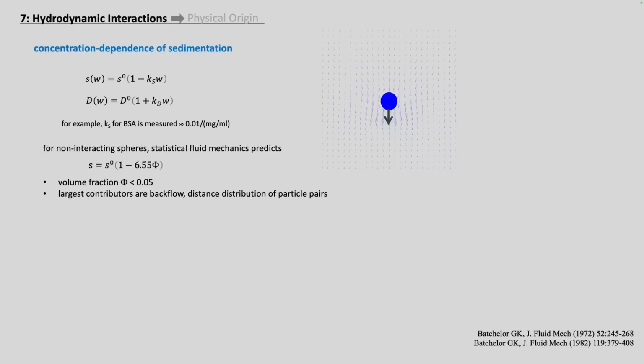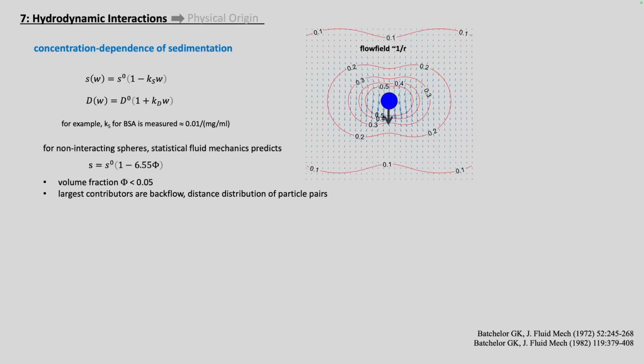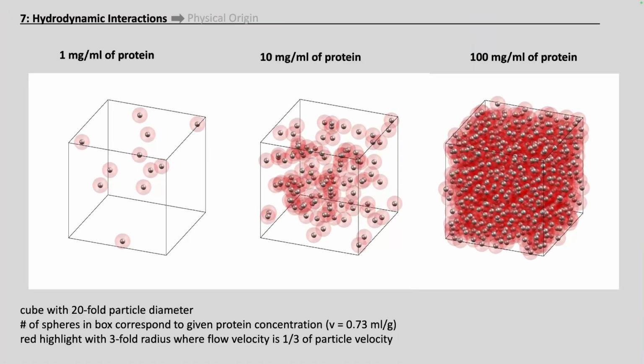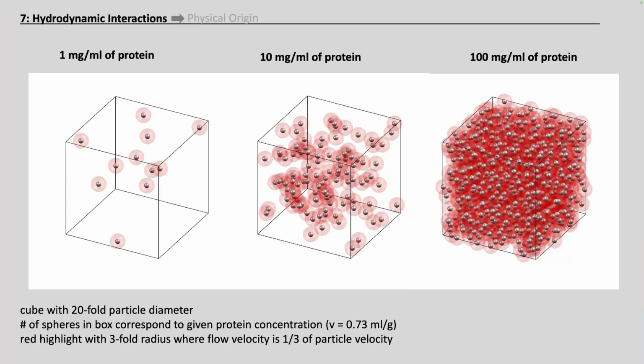What is backflow? You may remember from the introduction to sedimentation velocity the visualization of the hydrodynamic flow field surrounding a particle moving through a viscous solution. The critical point was that the flow field decays only very slowly and quite a bit of fluid is dragged along with the particle, here highlighting the region where the fluid velocity is at least 1/3 of that of the particle. Let me illustrate what that means for different protein concentrations.